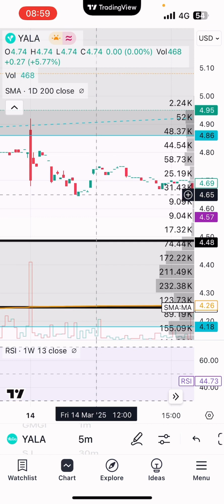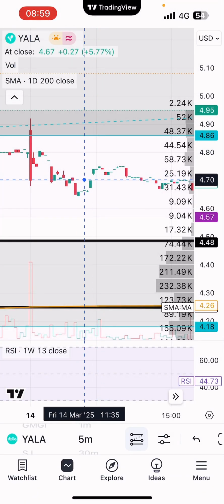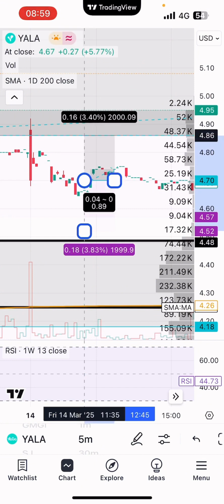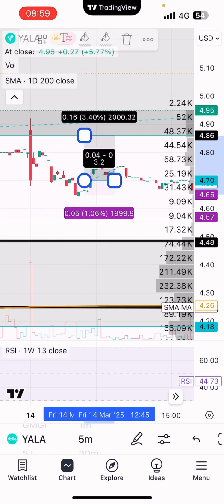What we're going to do for the example, we're going to put a long position onto the chart. So we're going to say, okay, $4.70, and we're going to put our take profit at $4.85, there or thereabouts, and then we're going to set our stop loss at $4.65. Right, what is it telling us now? Okay, it's telling us we're risking 1% in the purple, 1% there or thereabouts, and where take profit is 3% or 3.4%. Okay, let's just keep it simple. Let's use 3%.